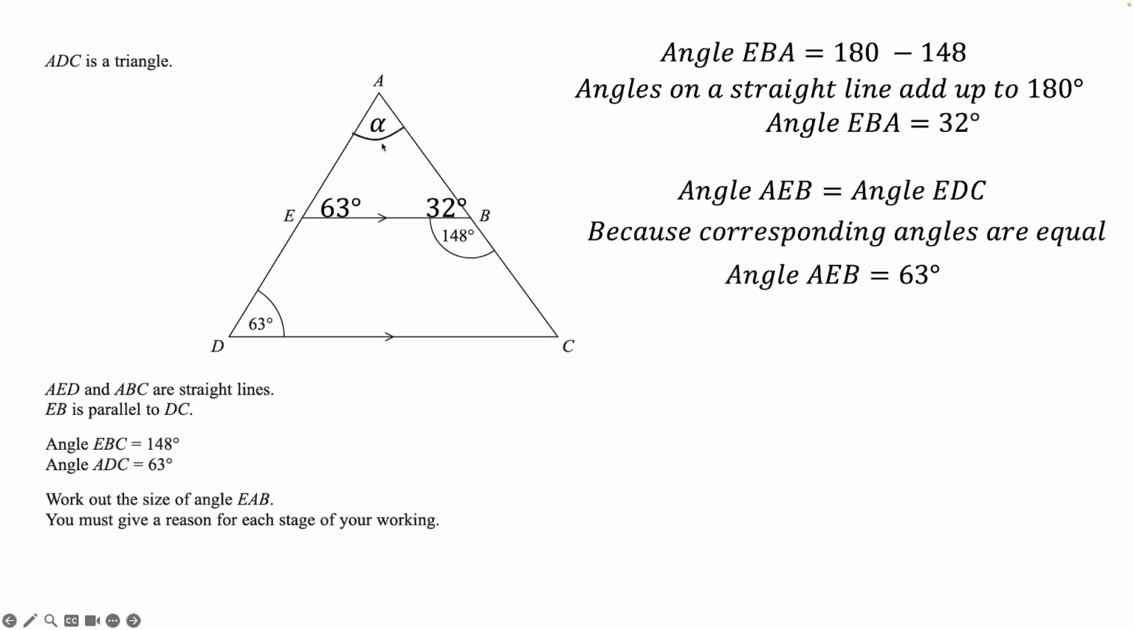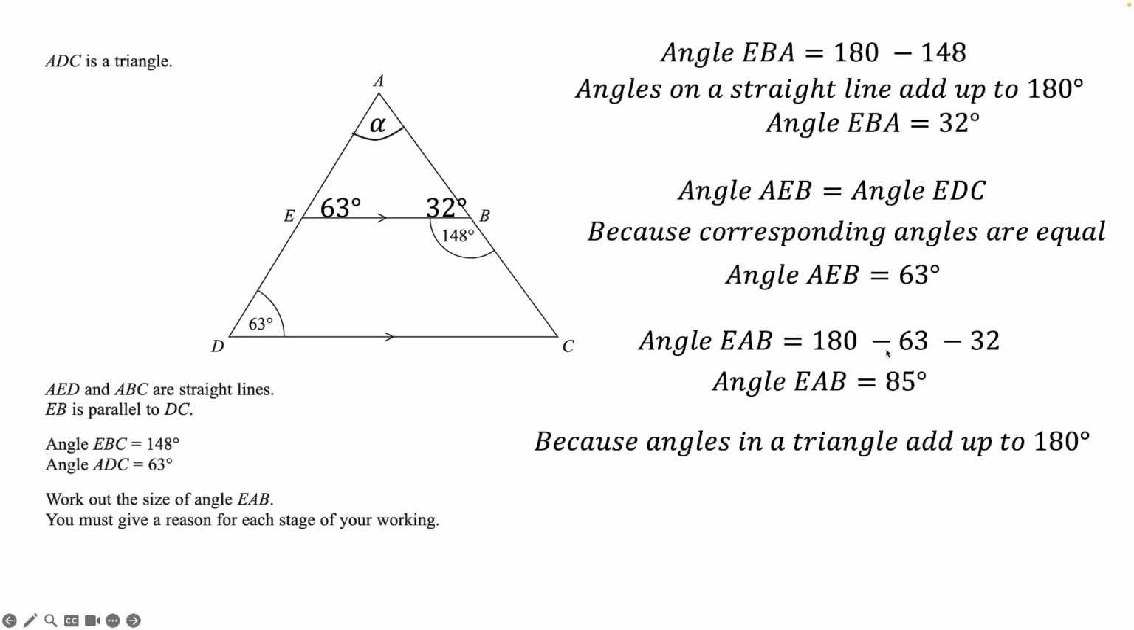Well, now we've got two angles in a triangle, and we want to find out the missing angle. So to find the missing one, we just do 180 minus these two. So angle EAB is just 180 minus 63 minus 32, which gives you 85 degrees. And you can give the reason that the angles in a triangle add up to 180.